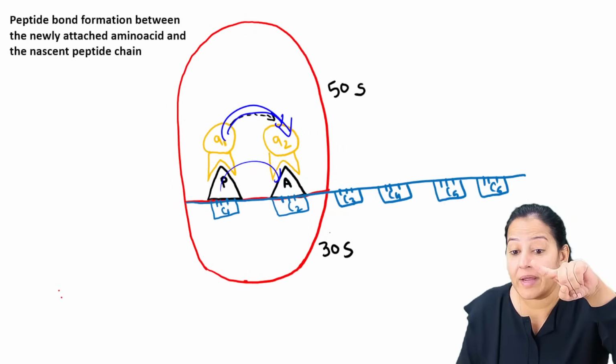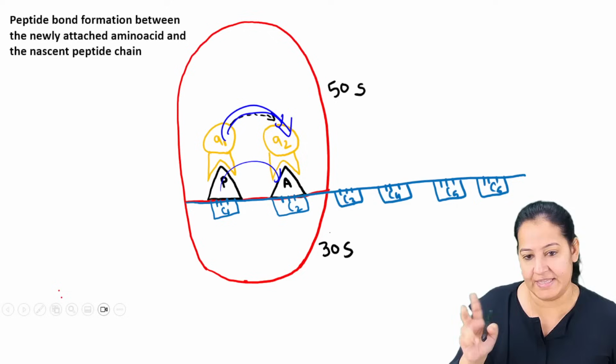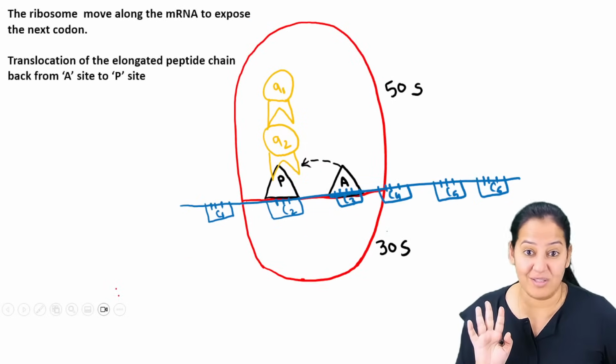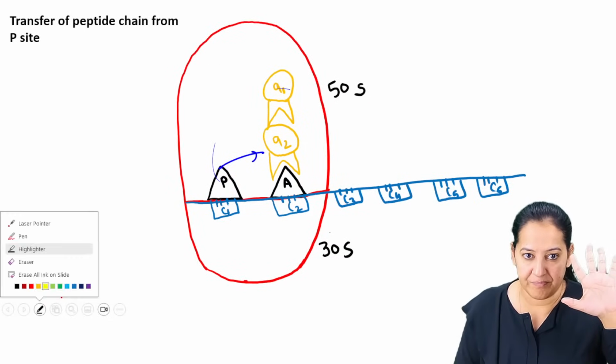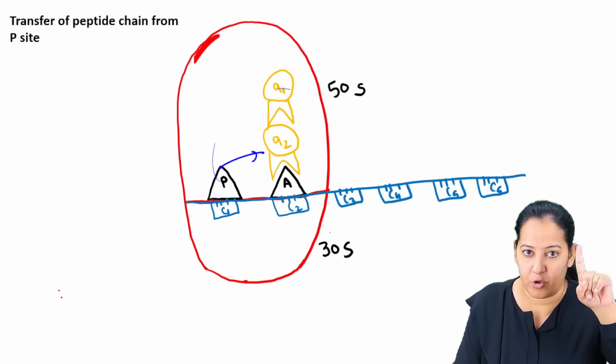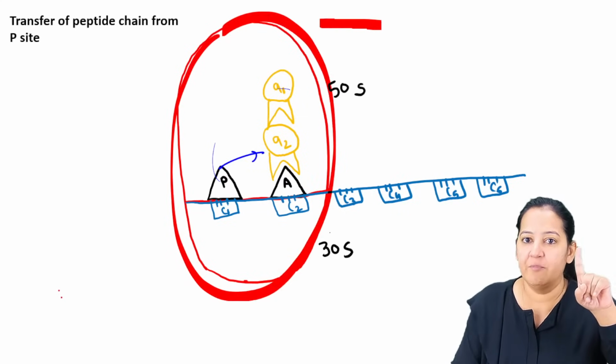So third step is P2A. The amino acid is shifting from P to A. And finally, the fourth is difficult. Listen. Can you see the ribosome? This complete ribosome is jumping by 1 codon, moving ahead by 1 codon.